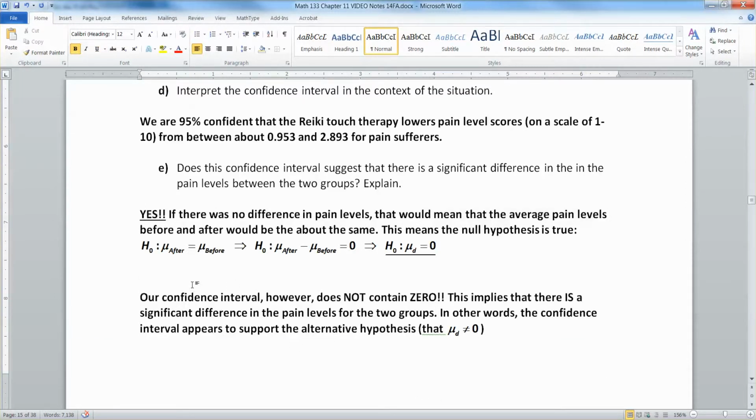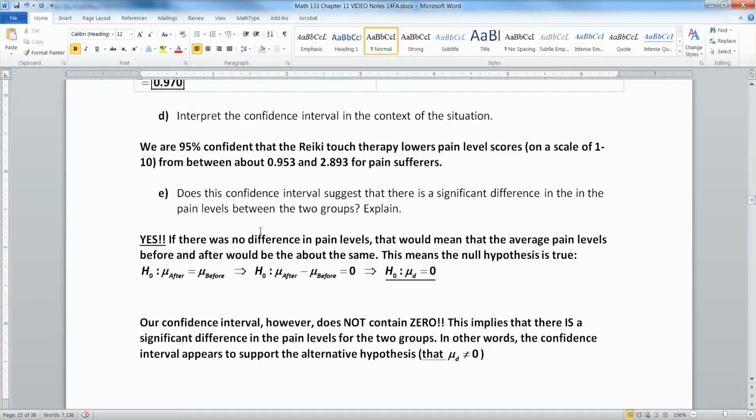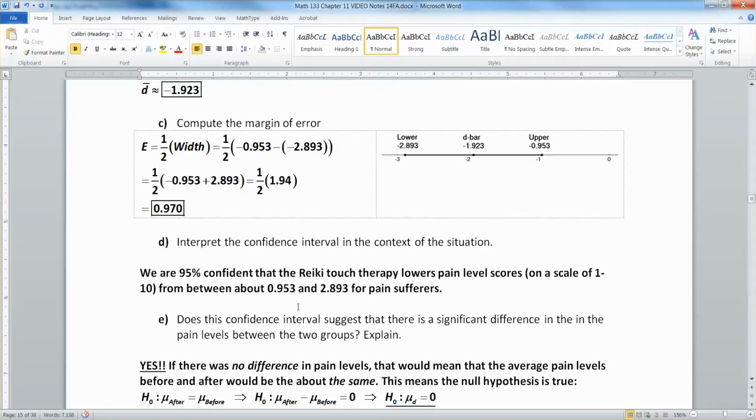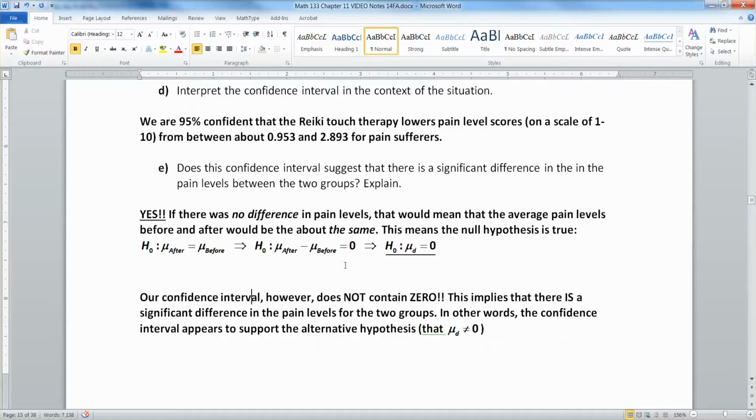All right, I said yes. If there was no difference in the pain levels, that would mean that the average pain levels before and after would be about the same. That's what no difference means. And that means that when you subtract them, you would have 0, and that would support the null hypothesis, that when you take the difference, you get about 0. But our confidence interval does not contain 0. If you look at the confidence interval I drew right here, here's 0 way up here, and the entire confidence interval is below 0. That implies that there is a significant difference in the pain levels for the two groups. In other words, that confidence interval appears to be supporting the alternative hypothesis, that the mean difference is not 0.